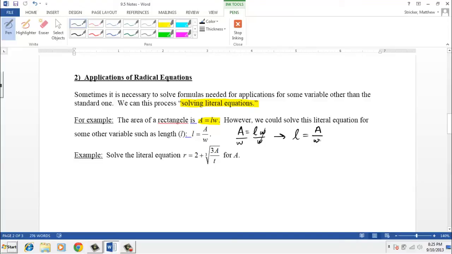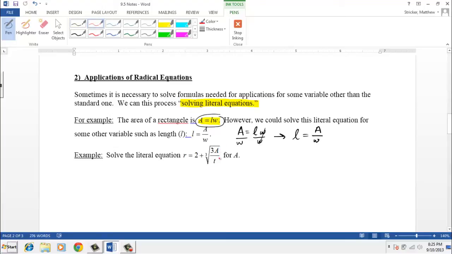And sometimes it turns out that these formulas involve radicals, and that's what we see here in this first equation. This first example says take this literal equation and solve it for A, and you notice A is inside the radical. And we know how to get rid of radicals, though. We get rid of radicals by squaring and cubing and things like that. So let's think about how to solve this one for A.